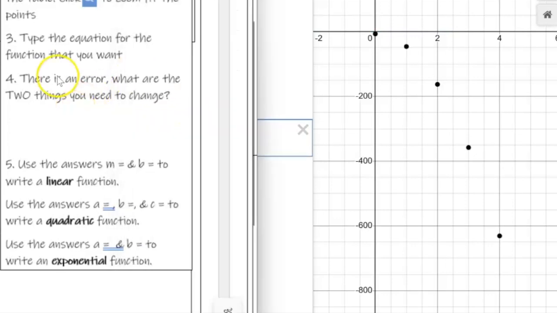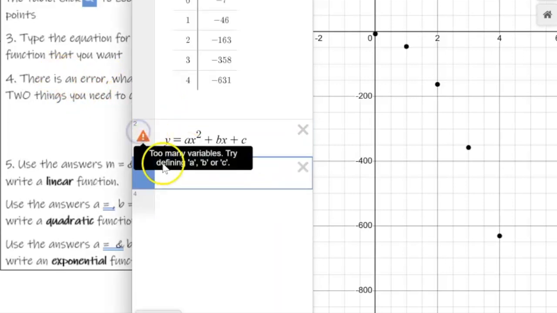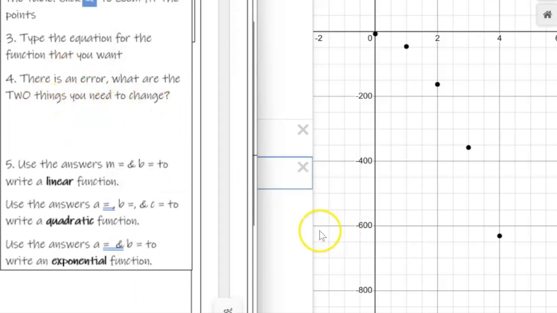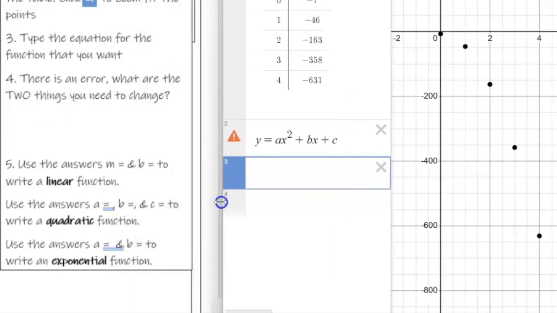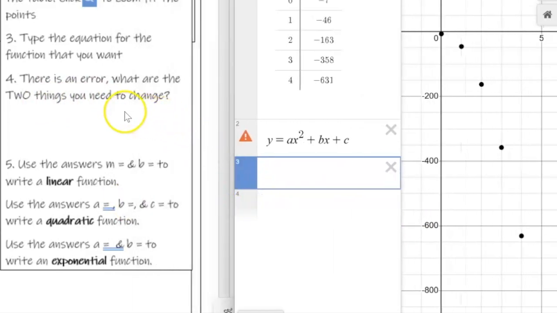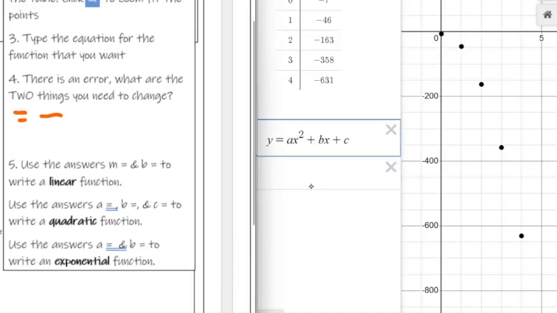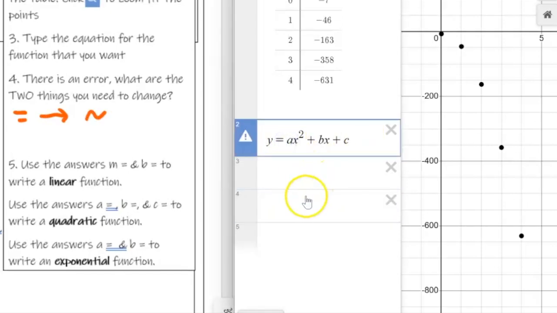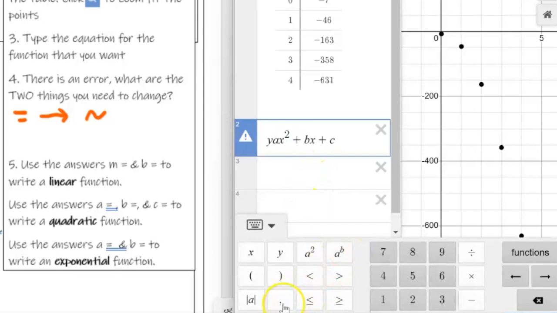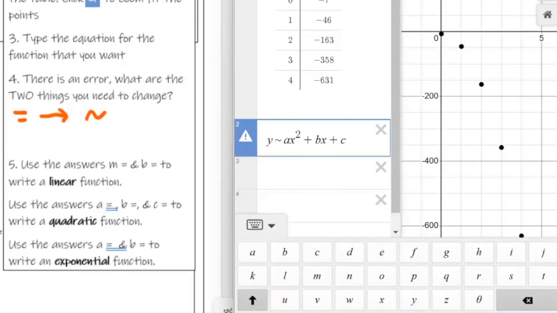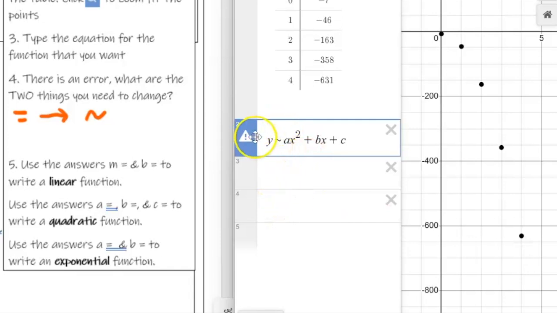And it says here, there is an error, right? All right, what are the 2 things you need to change? We've done this previously, but we're going to cover this again. There are 2 things I need to change in order for the calculator to get it. For one, for whatever reason, it does not like this equal sign. So the equal sign needs to change to a tilde, or squiggly line. So you come right here, delete the equal sign, press ABC, tilde or shift, right underneath the escape key. All right, now, it still doesn't like something.